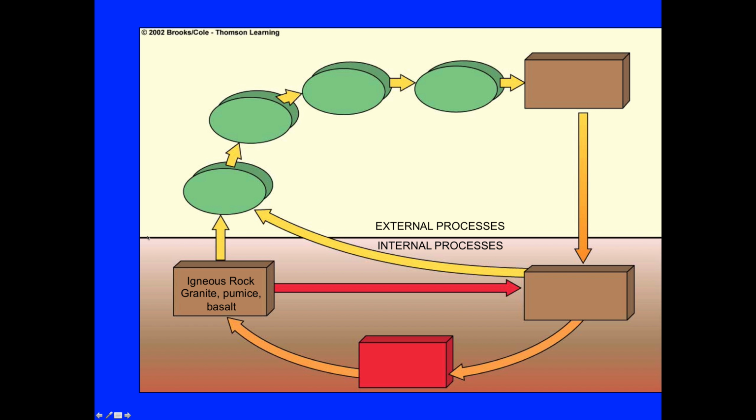So you can see on our diagram here we have this black line. Everything below that is happening inside the Earth. Everything above that is happening outside the Earth. So we have liquid rock. Usually the heat is from nuclear decay that's going on inside the Earth. As it gets further and further away from the core of the Earth, it starts to cool. It forms our igneous rock.